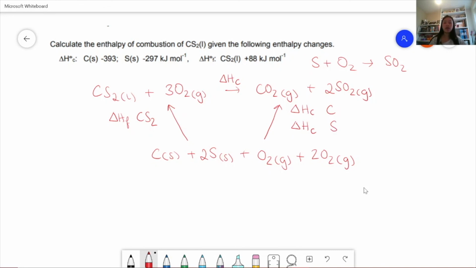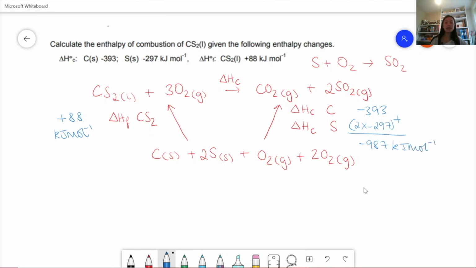And now we work out all these numbers. So the delta H formation of CS2 is plus 88. And here we have minus 393 plus minus 297. You need to times by 2 actually. So it would be 2 times minus 297. And when you add these together, you get minus 987 kilojoules per mole.